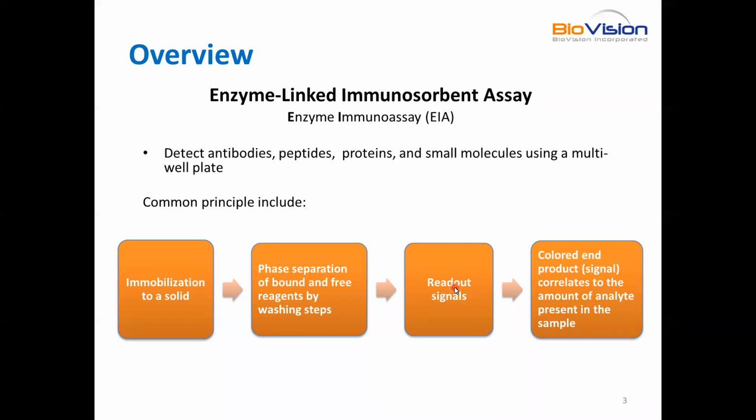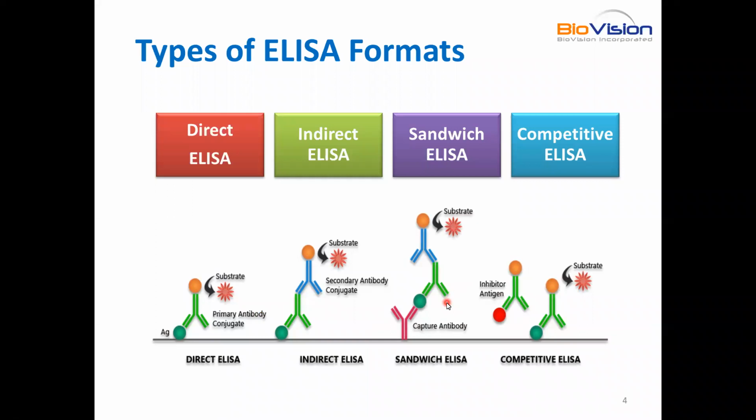So there are different kinds of ELISA formats available in the market. Commonly there are 4 different kinds: direct ELISA, indirect ELISA, sandwich ELISA, and competitive ELISA. I'm going to talk about the principle of each type. I will be talking about the application, how one can select which kind of format is applicable for which application, and I will also talk about the advantages and disadvantages of these ELISA formats.